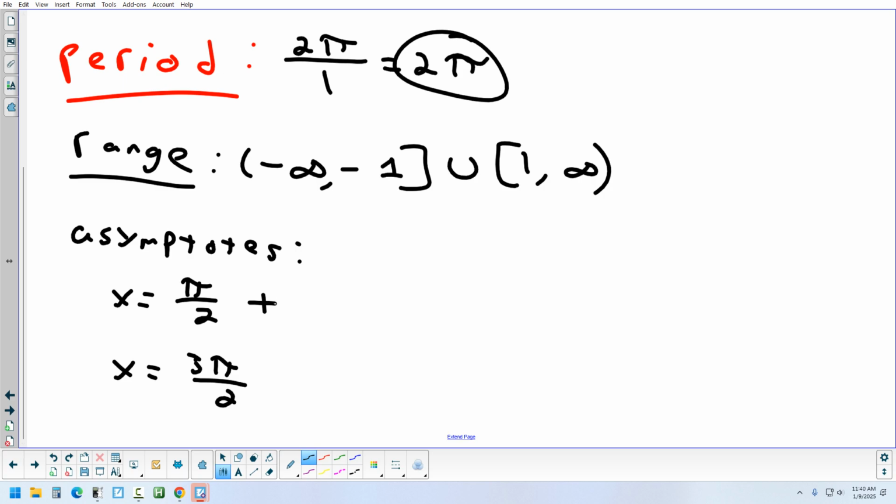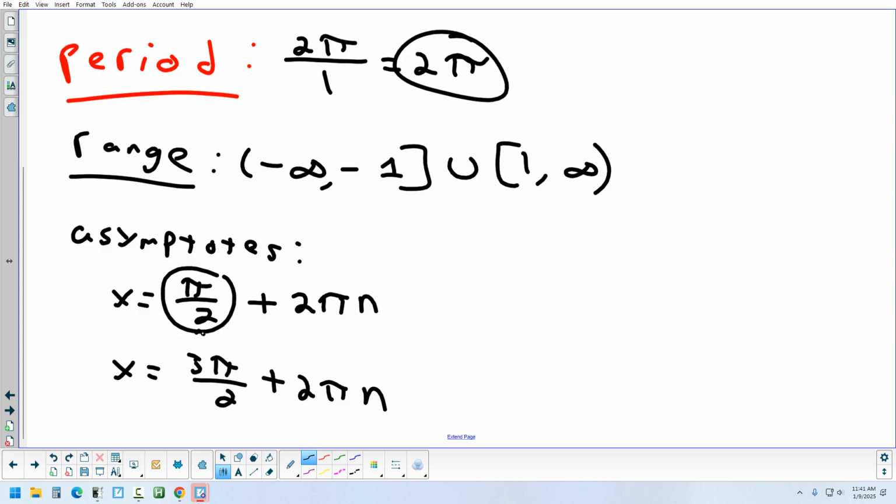So plus, what did we say the period was earlier? That's why I do the period first. 2 pi n and 2 pi n. So that means the next copy of this asymptote will occur at that number plus 2 pi times 1. The next copy will occur at that number plus 2 pi times 2. And the next one after that will be where it started, plus 2 pi times 3.